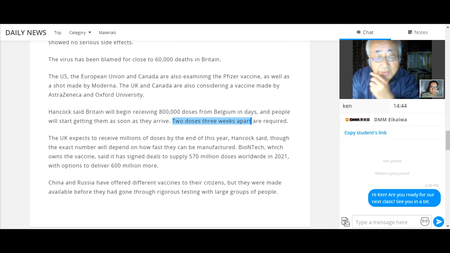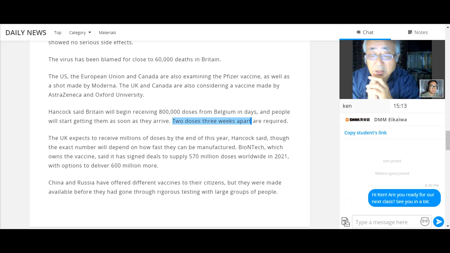Two doses 3 weeks apart means they have the two doses between 3 weeks. Exactly. So if the first dose is today, you have to count 3 weeks more to get the second dose.